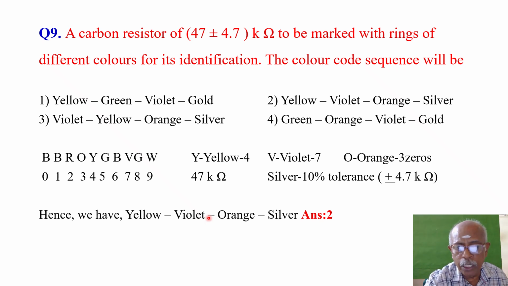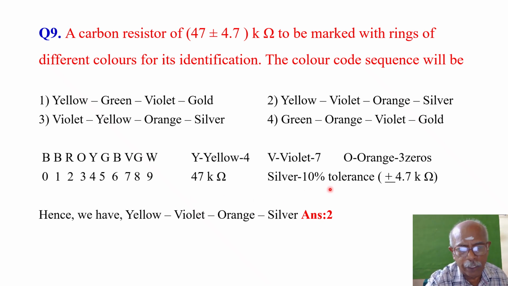Then what about the fourth ring, sir? The fourth ring will give you the tolerance. What does it mean by tolerance? The resistance will not be exactly equal to 47K. There may be some deviation. You might have studied even in the first unit the error in measurements, is it not? There are so many types of errors, is it not? So that is called tolerance. It may be less than 47K or more than 47K to some extent.